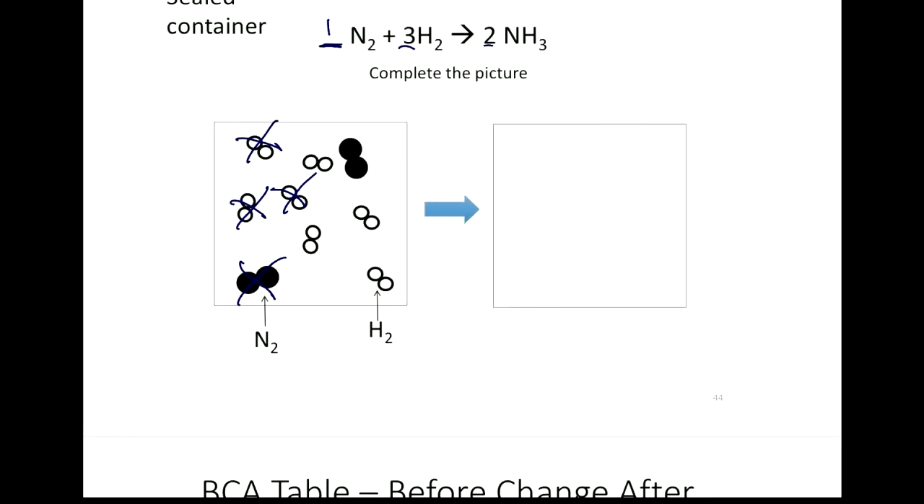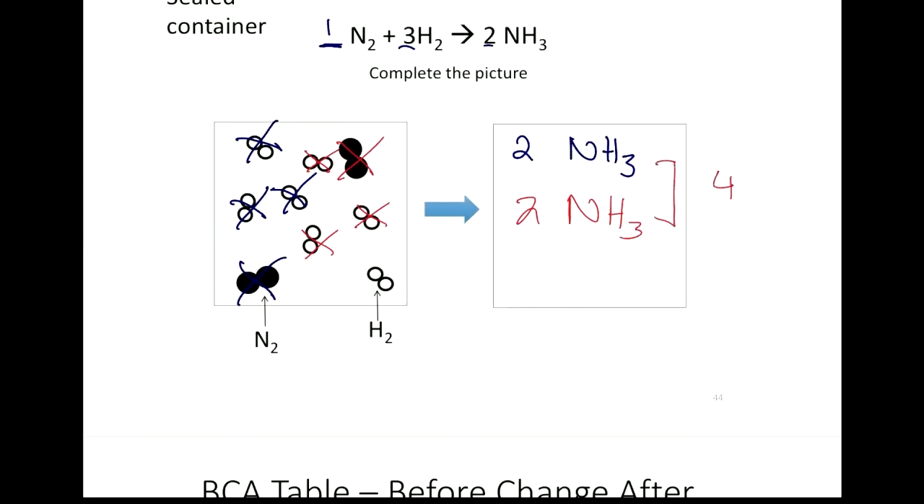Ammonia. But how many ammonias? 2 of them. So I actually need 2 ammonias over here. Can I do the reaction again with the stuff that's there? Yeah, so we can do it again. So 1 nitrogen and 3 hydrogens, and I will make another set of NH3s.